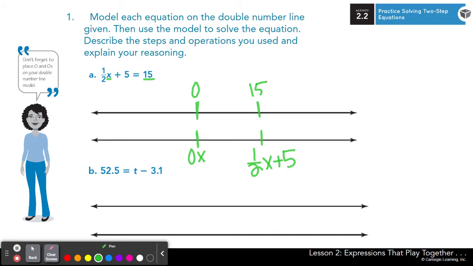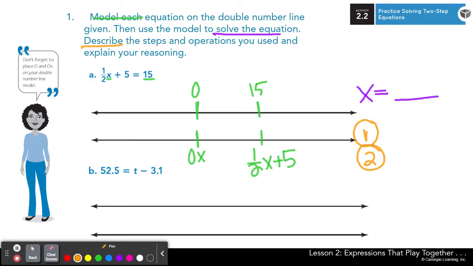Now, make sure you're taking these notes because this is the only one that I'm going to set up for you. In addition to modeling the equation, which we just did, we are going to use the model to solve the equation, meaning at the end, I should see x is equal to blank. And then lastly, you're going to describe your steps just like you did in the last activity. What was your first step? What was your second step? Some of them may have fewer steps. The goal is simply to isolate that variable.